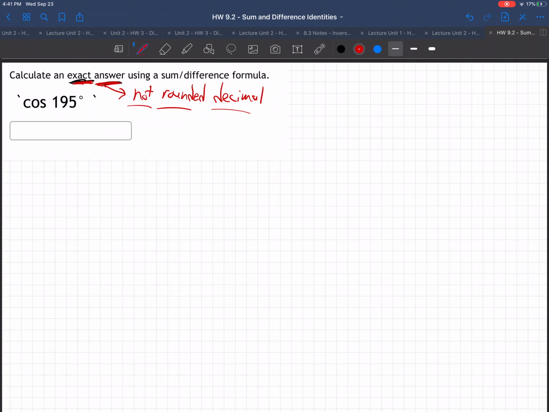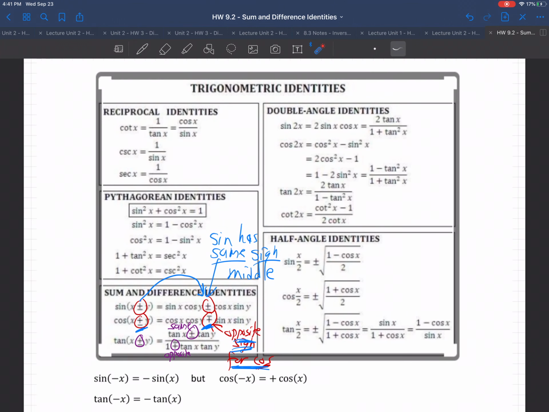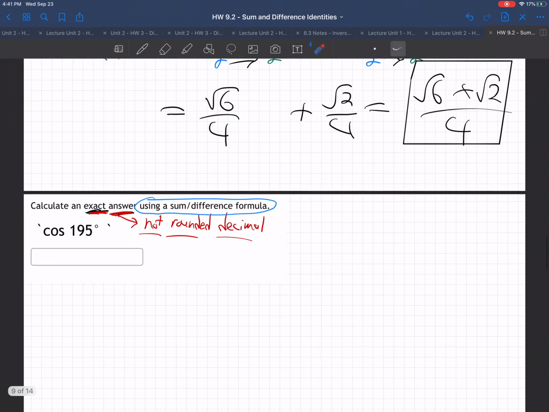Well, they tell us right here to use a sum difference formula. So let's go look at the formulas for adding up cosine. Come on down to the formula sheet I provided for you. Cosine of two angles added is cosine, cosine, sine, sine. And notice the plus minus here becomes minus plus there. So I'm just going to recopy that formula up here for us.